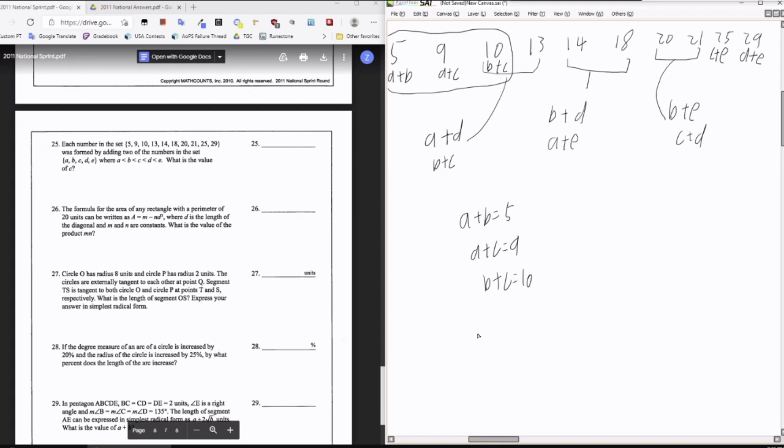That'll be 2A plus 2B plus 2C equals 24. A plus B plus C equals 12. And then you subtract this from this, C equals 7. So we're looking for C, and C is 7. And that's our answer, 7. Yay.